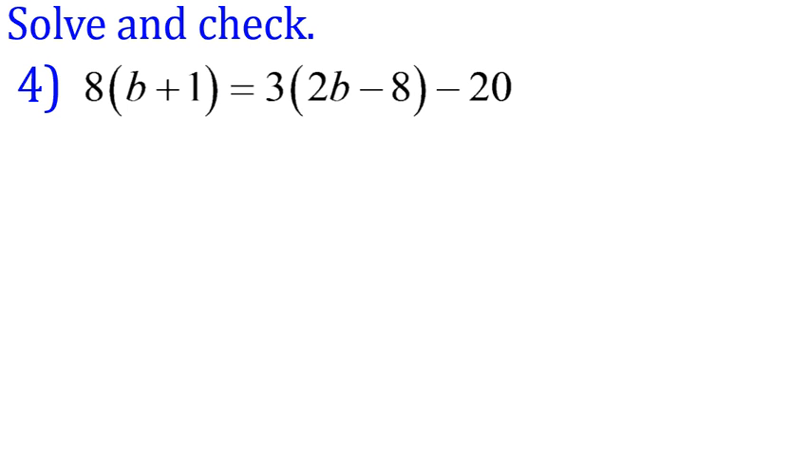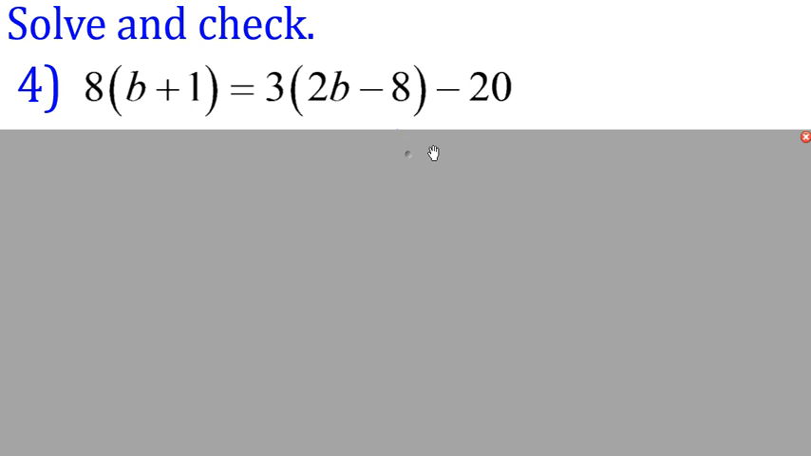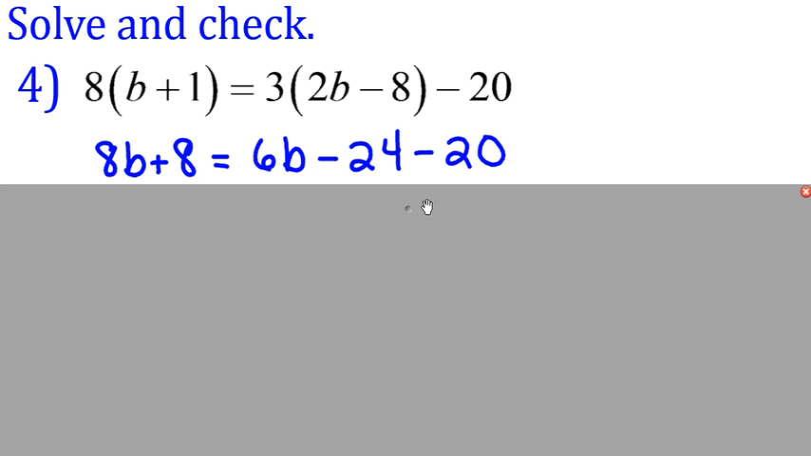So let's take a look at this one. We've got 8 times the quantity b plus 1 equals 3 times the quantity 2b minus 8 minus 20. So again, no fractions to eliminate, but do we have some multiplication over addition and subtraction? We do. So we're going to distribute 8 to b plus 1 and 3 to 2b minus 8. In doing so, we would have 8b plus 8 equals 6b minus 24 minus 20.